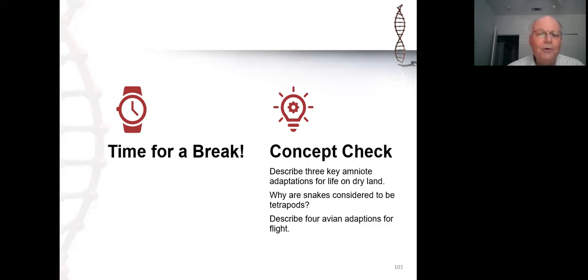Describe four avian adaptations for flight. There's a long list of these that you could put in here. So a beak instead of a jaw with teeth, feathers, hollow bones, single ovary, no urinary bladder. Think about all of the things that we were talking about just a little while ago. Any combination of four of those would work if you were asked to provide that sort of information.